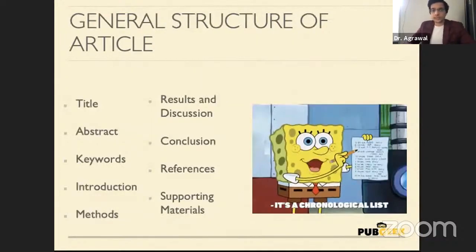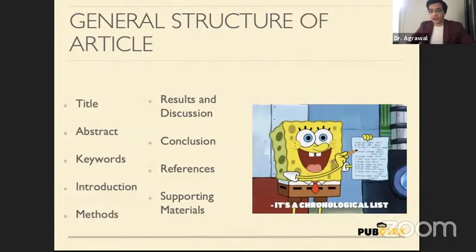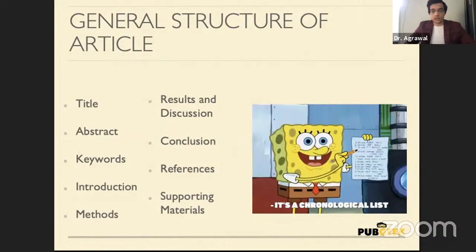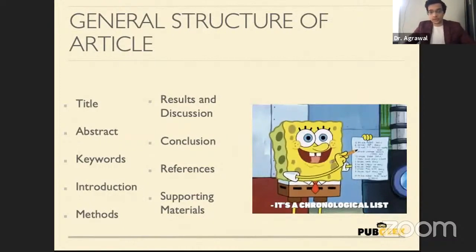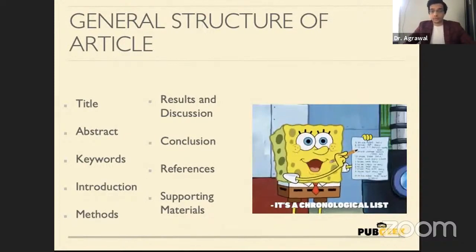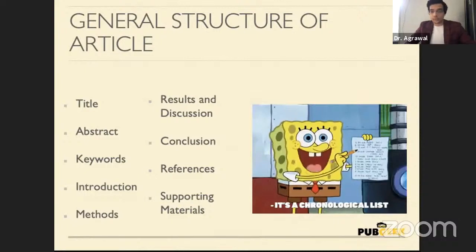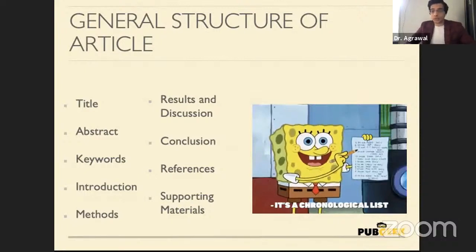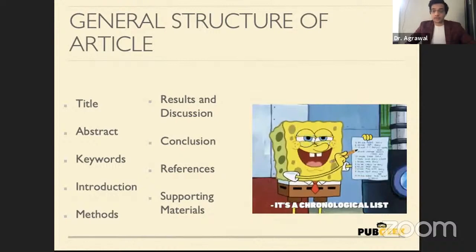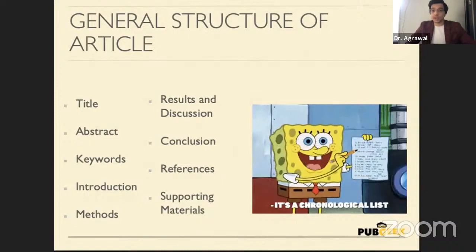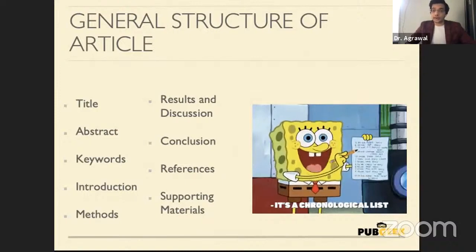Like I mentioned before, this is the general structure of the article. It moves from title, abstract, keywords to the main crux of the article, which is essentially introduction, methods, results, and discussion, and then conclusion, references, and supporting materials. So it would be best to make the title, abstracts, and keywords as informative, as attractive, and as effective as possible, so that it's easy to index, easy to search, and it's accepted by your editor quite easily.